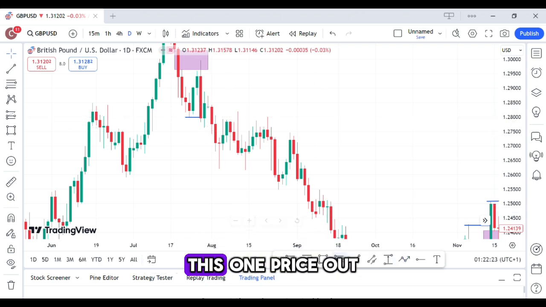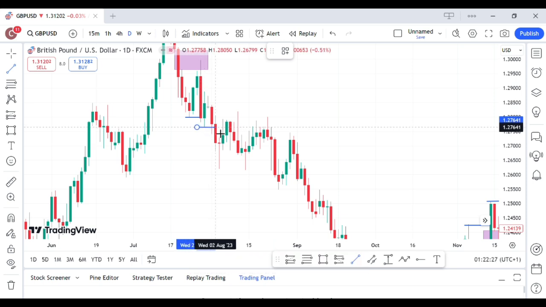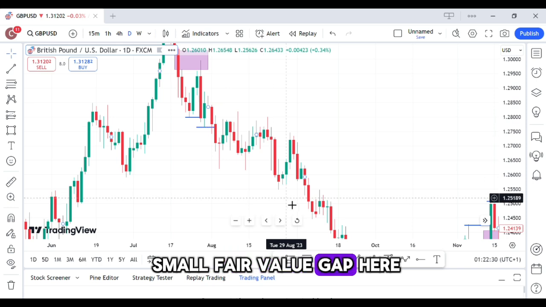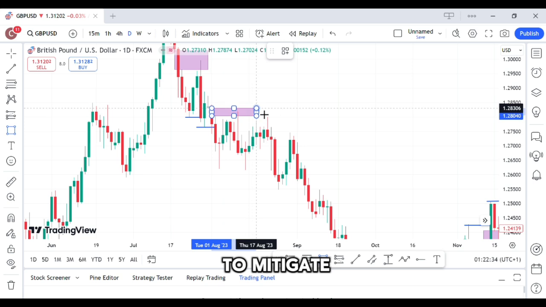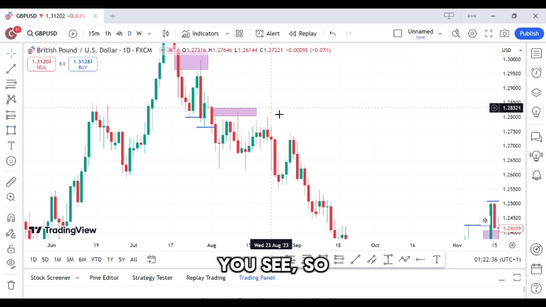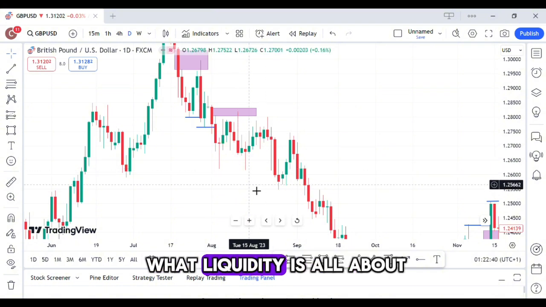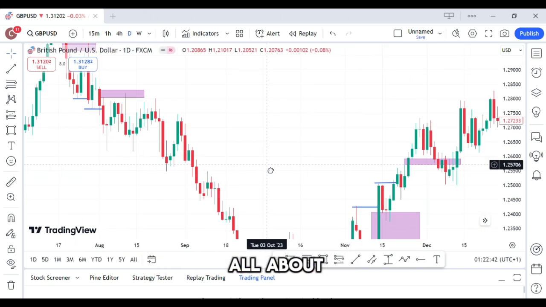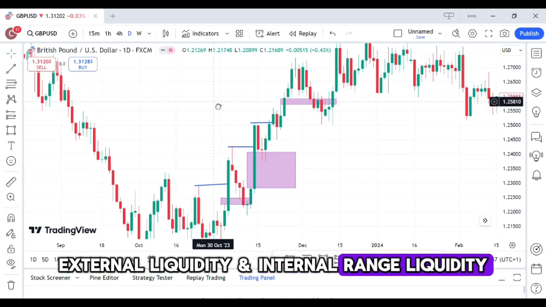Now price took out this liquidity here, and now there's a small fair value gap here that price went back to mitigate. You see, so this is basically what liquidity is all about: external range liquidity and internal range liquidity.